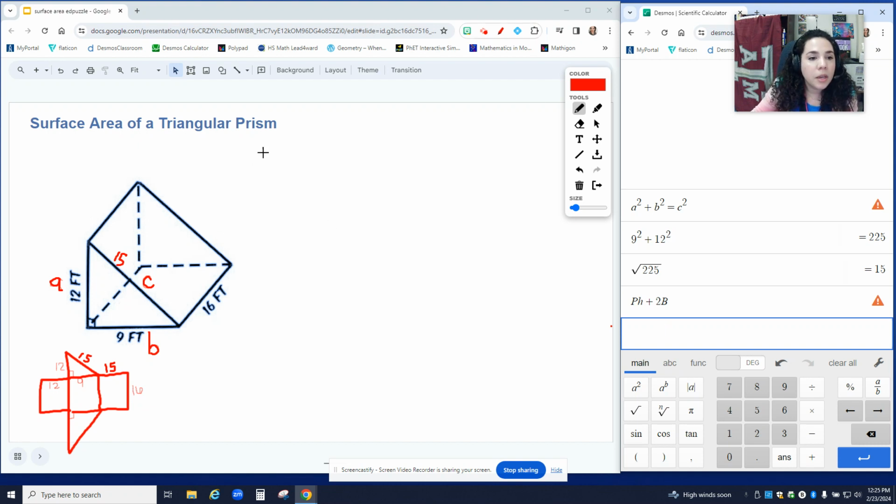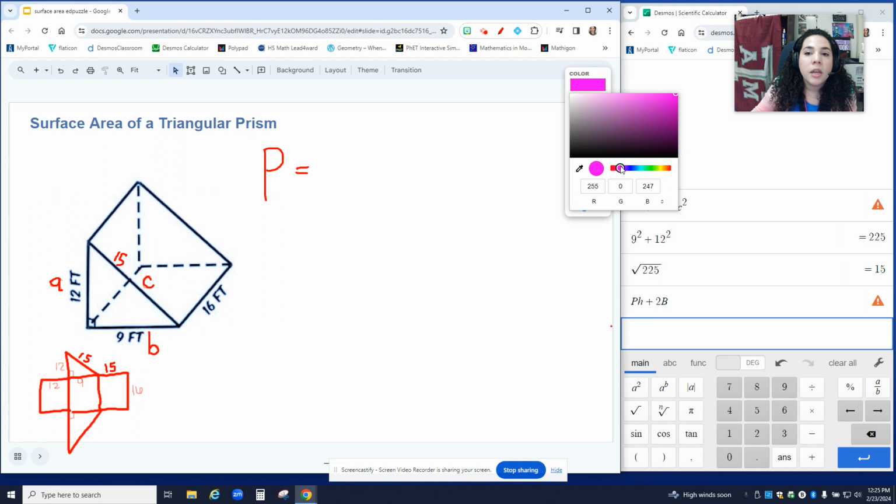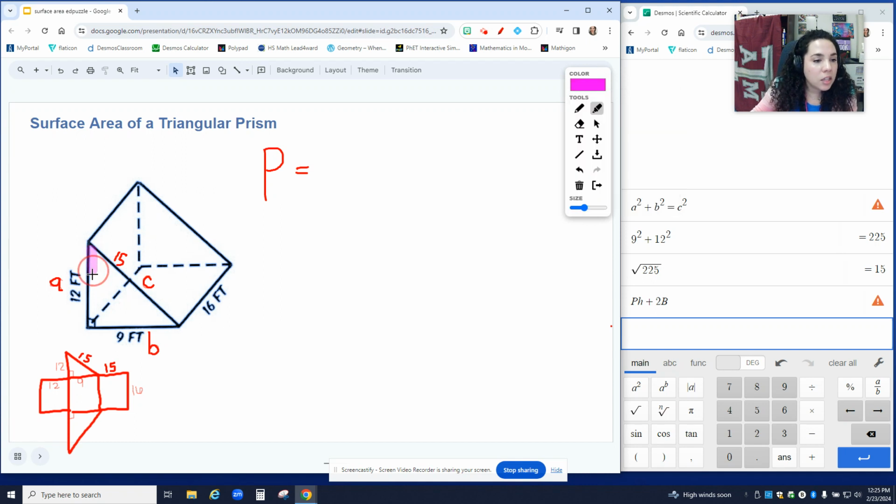So capital P is going to be the perimeter of the base. The shape of the base is always dependent upon the side that is going to have a congruent side on the other side, and it's going to be parallel. A lot of people are very commonly confused in saying that the shape of the base is whatever shape is on the bottom, and that's not necessarily true.